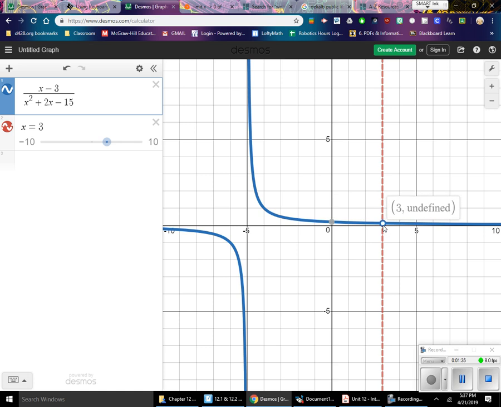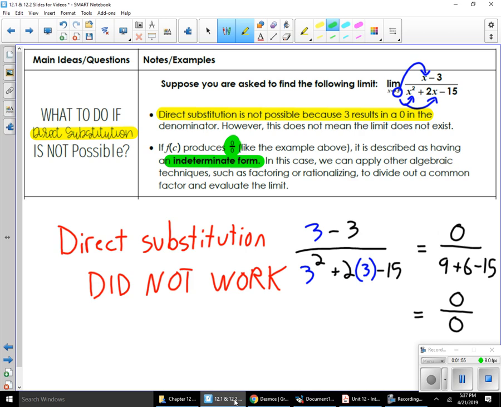So there's no function value there, but the limit clearly exists as we approach from the left and as we approach from the right. We definitely approach a value. Looks like about 0.125. Looks to be about where we're getting both on the left and the right. So there is a limit there. We need another tool. Direct substitution just didn't work here.